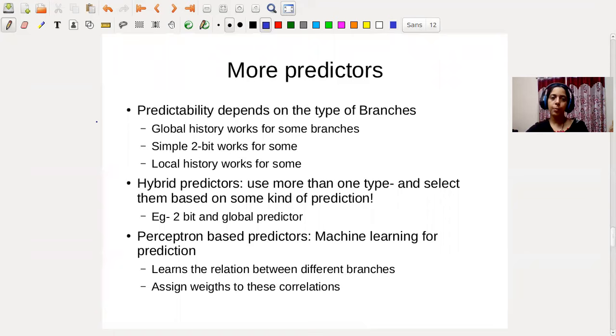So there are of course more predictors. The predictability depends on the type of the branches. The global history may work for some, local history might work for some. There are also hybrid predictors which select between different types of predictors. I'll explain one such predictor in the next slide. There are also perceptron based predictors these days, which use machine learning for prediction. So it basically learns the relation between different branches, assigns weights to these correlations, and so on.